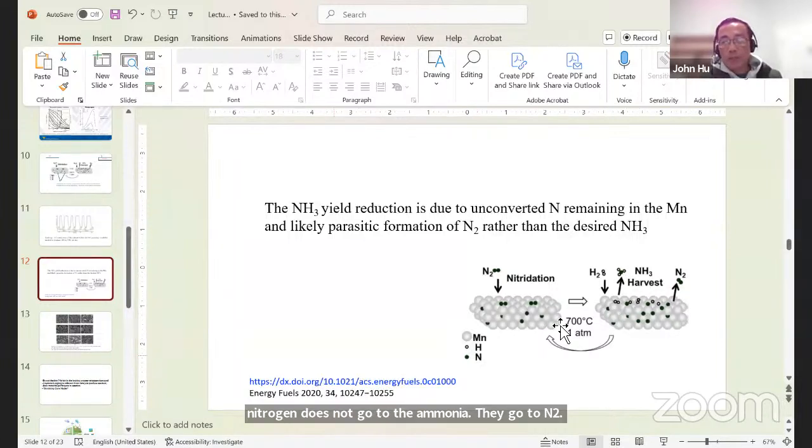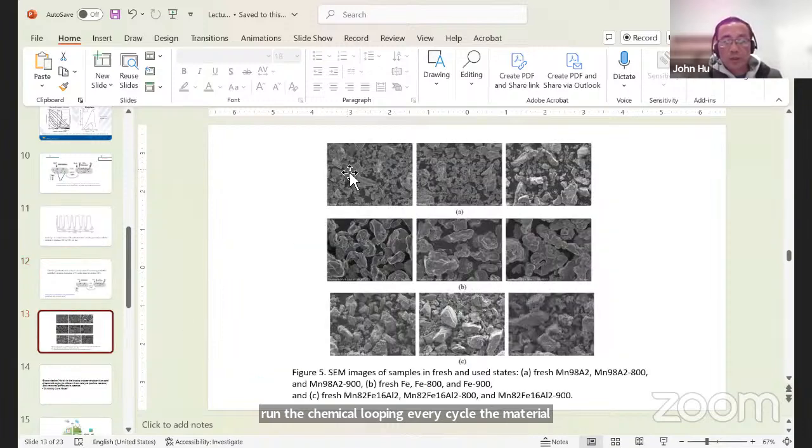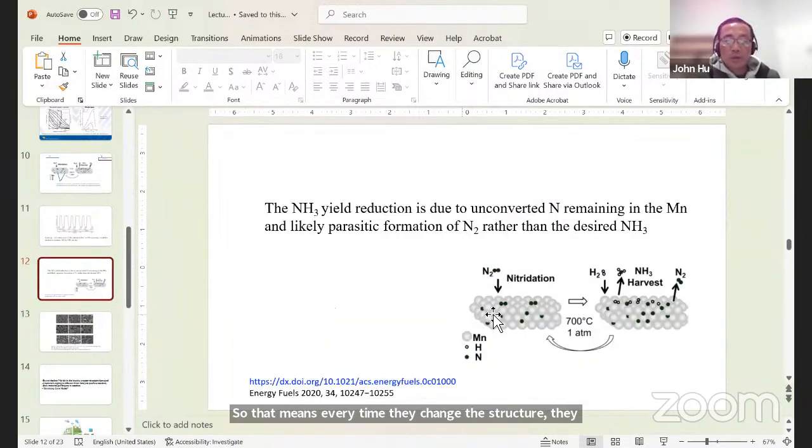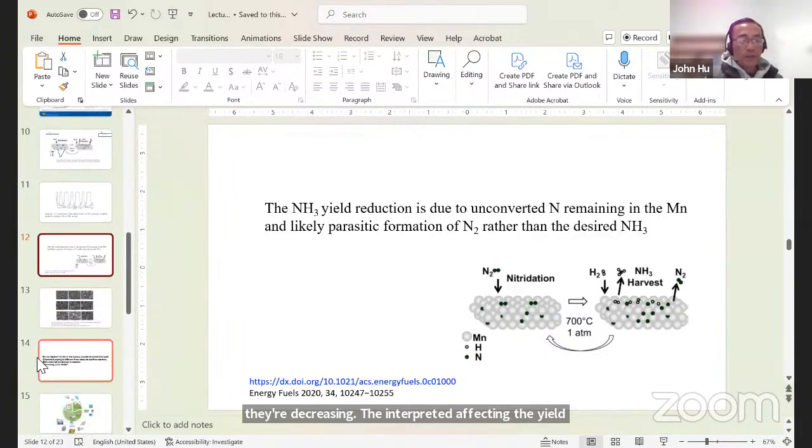It's a little bit complicated. That's why when you run chemical looping, in every cycle the material undergoes structure change. Look at the structure, they change in the different cycles. So every time the structure changes, it affects the yield. Affecting the yield means it's decreasing. The interpretation of the yield being affected is basically that nitrogen comes out rather than ammonia. Make sense?